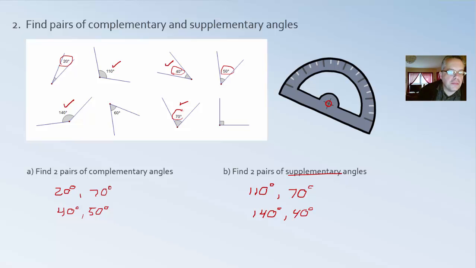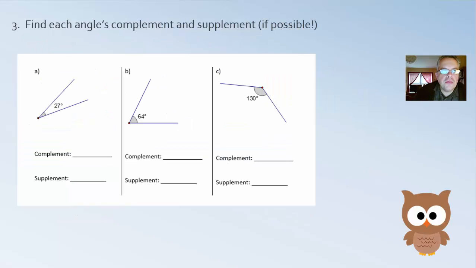Okay, let's see our next example. Here we're given three angles, and if possible, we want to find the complement and supplement of each. So first off, 27 degrees. To find its complement, we have to do 90 minus 27, and I believe that equals 63. So its complement is 63 degrees. For its supplement, we do 180 minus 27, and I think we get 153 degrees.